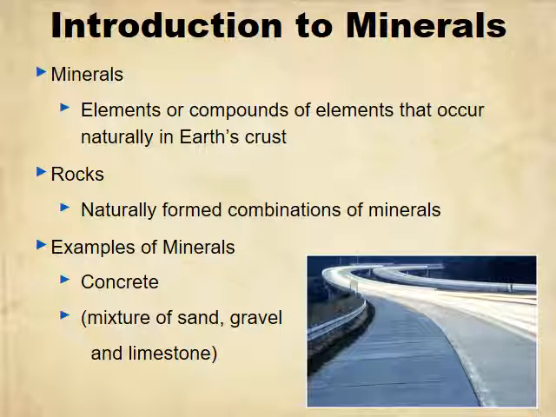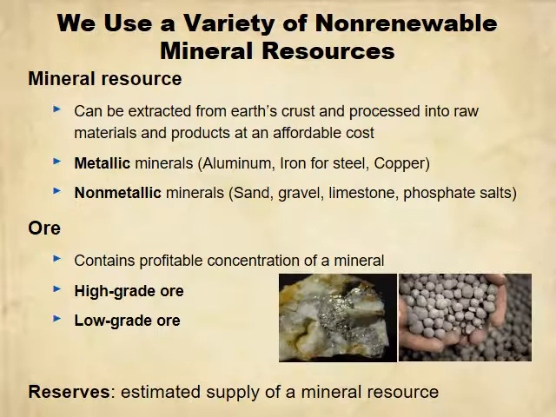Here's our rocks and mining. We have minerals, we have rocks. Minerals are things like concrete, which are mixes together, and rocks are those naturally formed combinations of these minerals. Minerals can be metallic and non-metallic. Aluminum and iron, which is used for steel, are metallic, and your non-metals are things like sand and gravel.